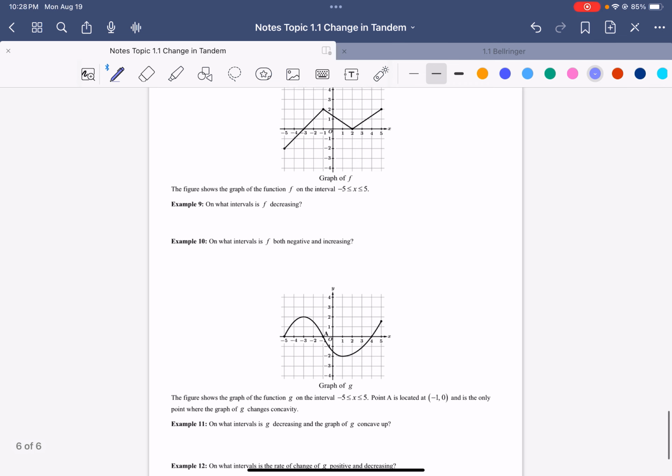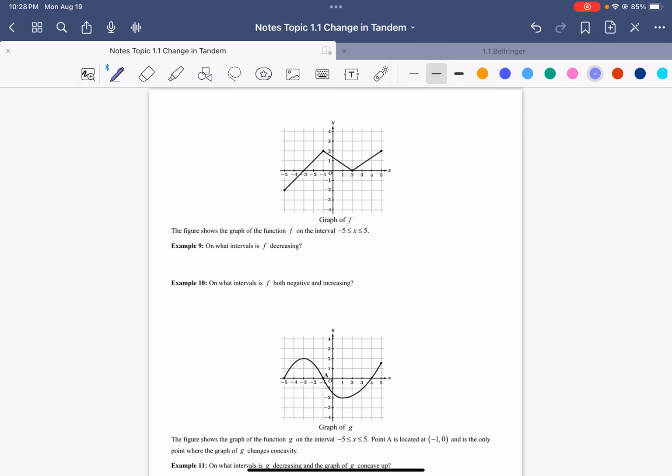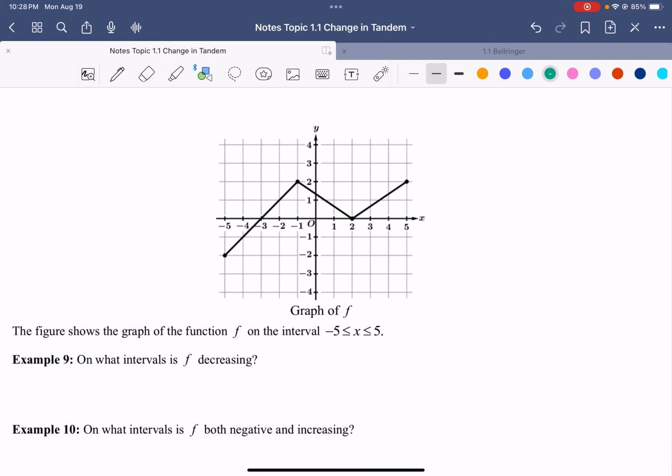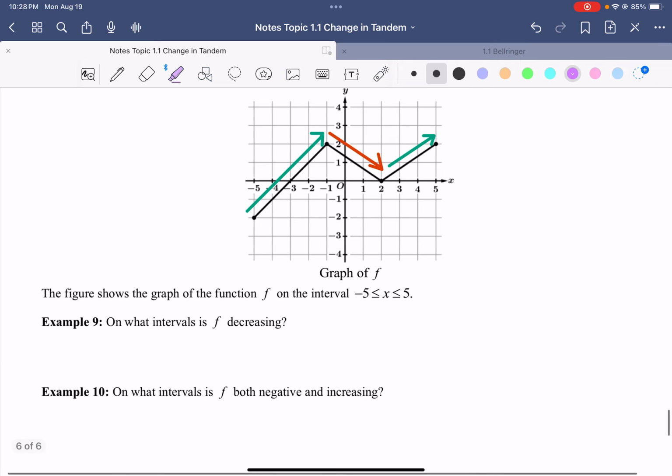All right, this is the last page. The figure shows the graph of the function f on the interval -5 to 5. On what intervals is f decreasing? So let's start by putting arrows on our graph. From left to right, I go up at the beginning, and then I go down, and then I go up again. Okay? So remember that when it says f is decreasing, that's referring to your slope. And that means that your slope should be going down.